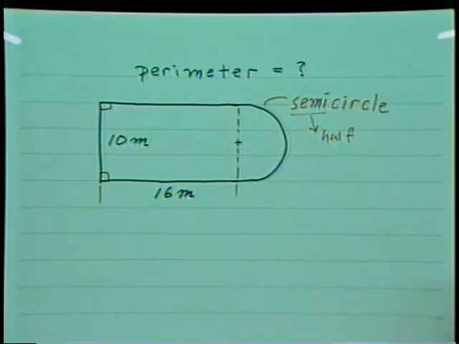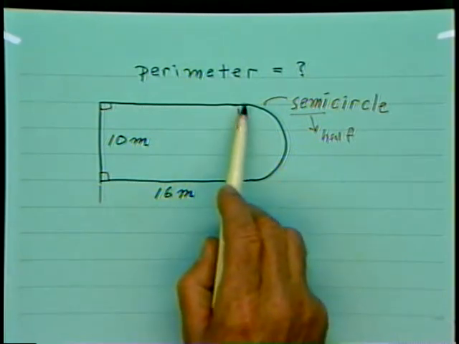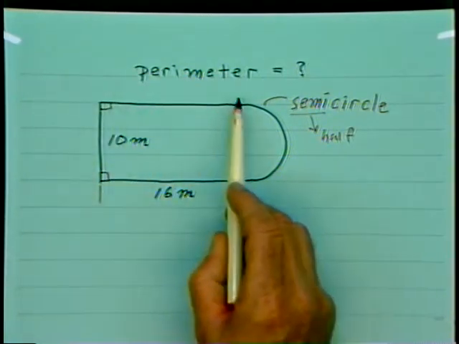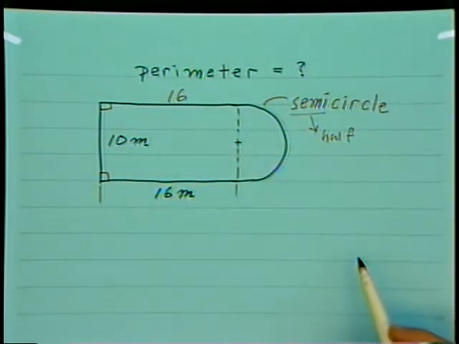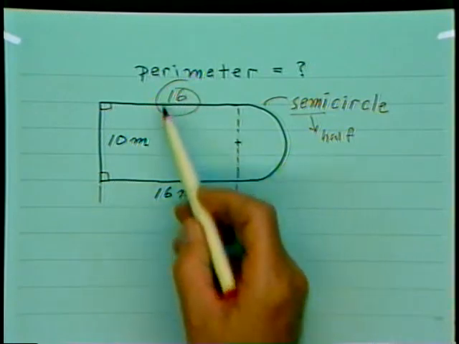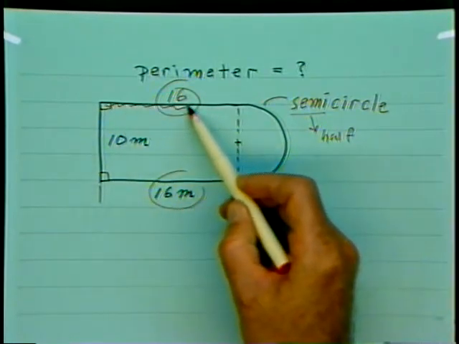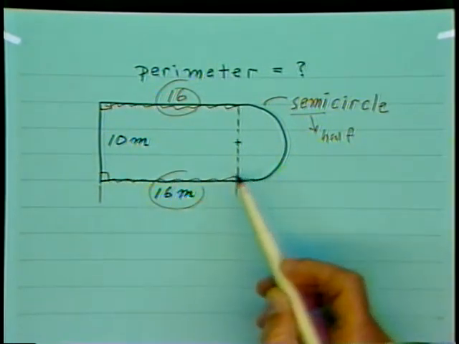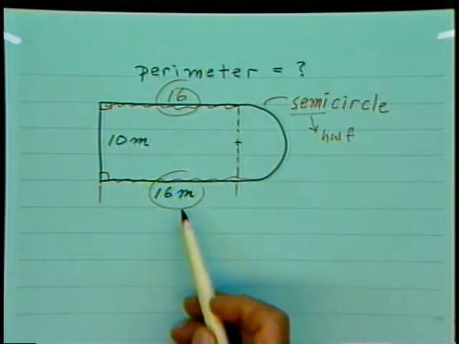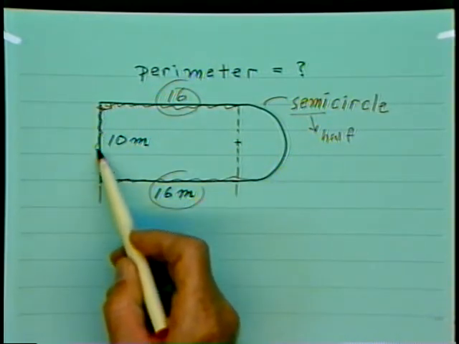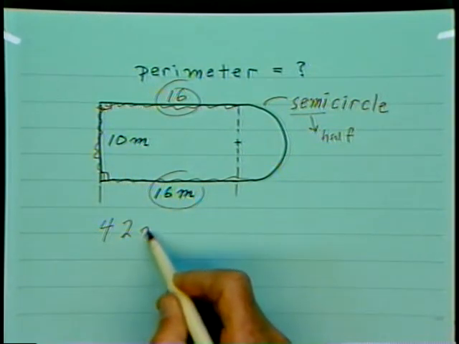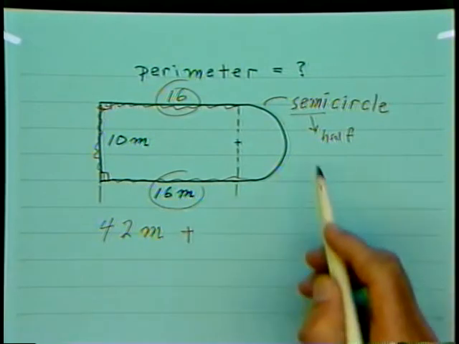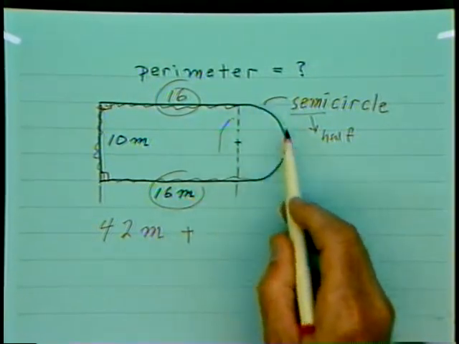From this, can we see our strategy for determining the perimeter? Well, if this is a rectangle, we can see that this side will be equal to this side, so we know that even though they didn't tell us. So we know that if we double this, we've got this length, that's 32. Then add this to it, we have 42 meters so far.